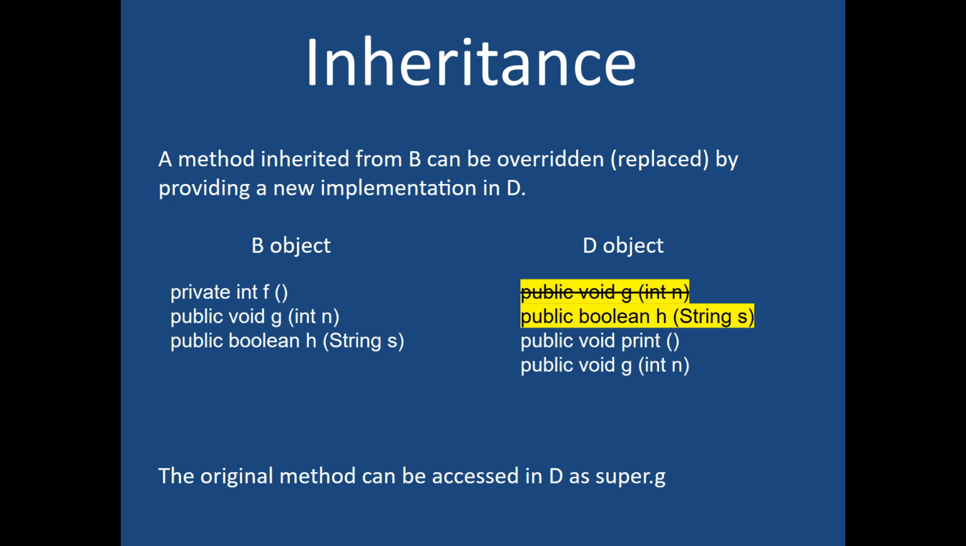You can also override what you inherit. Over there, I've created a D class that, yes, inherits H, but replaces G with a new implementation. So D's version of G is different from B's version of G, and then I add a new method, print.